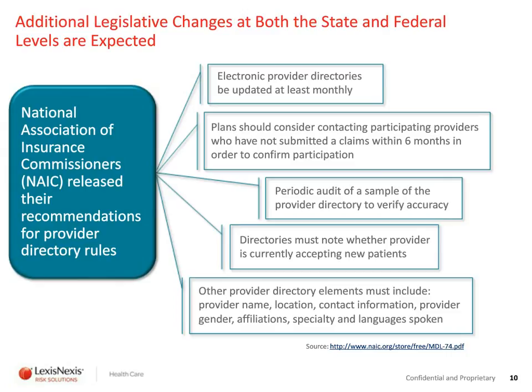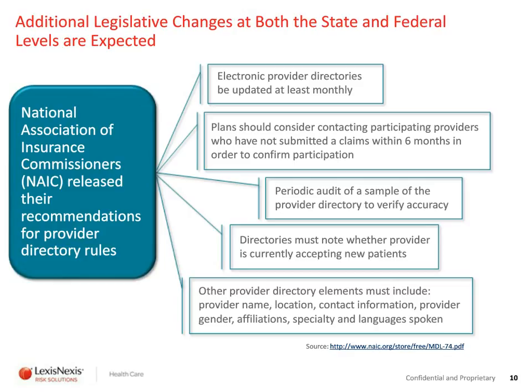The National Association of Insurance Commissioners, or NAIC, is the U.S. standard-setting and regulatory support organization created and governed by the chief insurance regulators from all 50 states. They released their recommendations in the fourth quarter of 2015 outlining 5 areas. First, electronic provider directories be updated at least monthly. Secondly, plans should consider contacting participating providers who have not submitted a claim within 6 months in order to confirm participation.